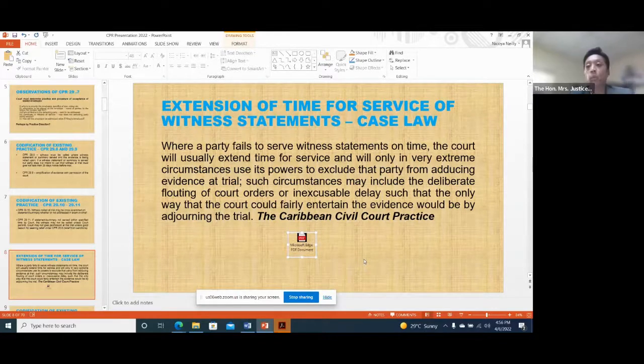So that was an interesting one. Nobody complied, and they probably both tried to get an adjournment and the court didn't have it. And the case went ahead. And so that was one.